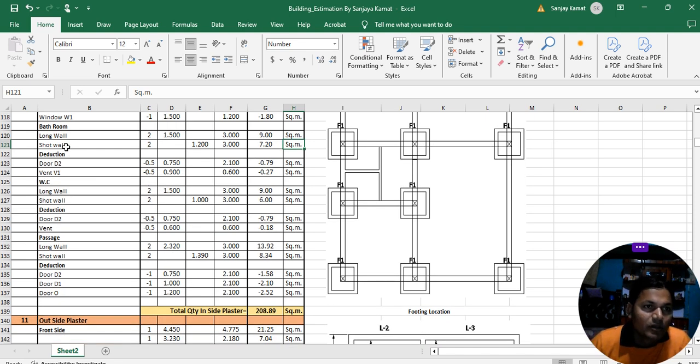Now we have worked for the bathroom. After working for the wall, in the bathroom we used only the long wall and short wall. Now we replace the door and ventilation. So now we will do the deduction. What will we deduct? Door D2 will be deducted, and another deduction will be the ventilation V1.